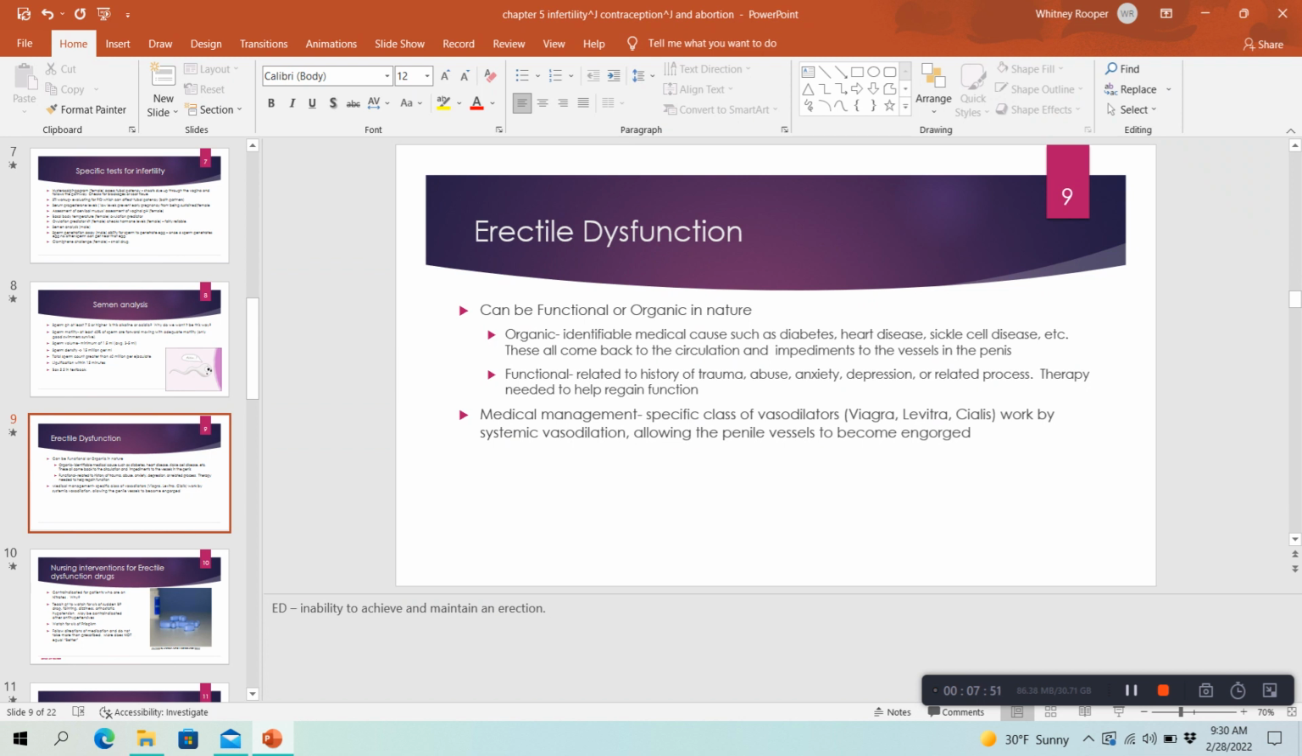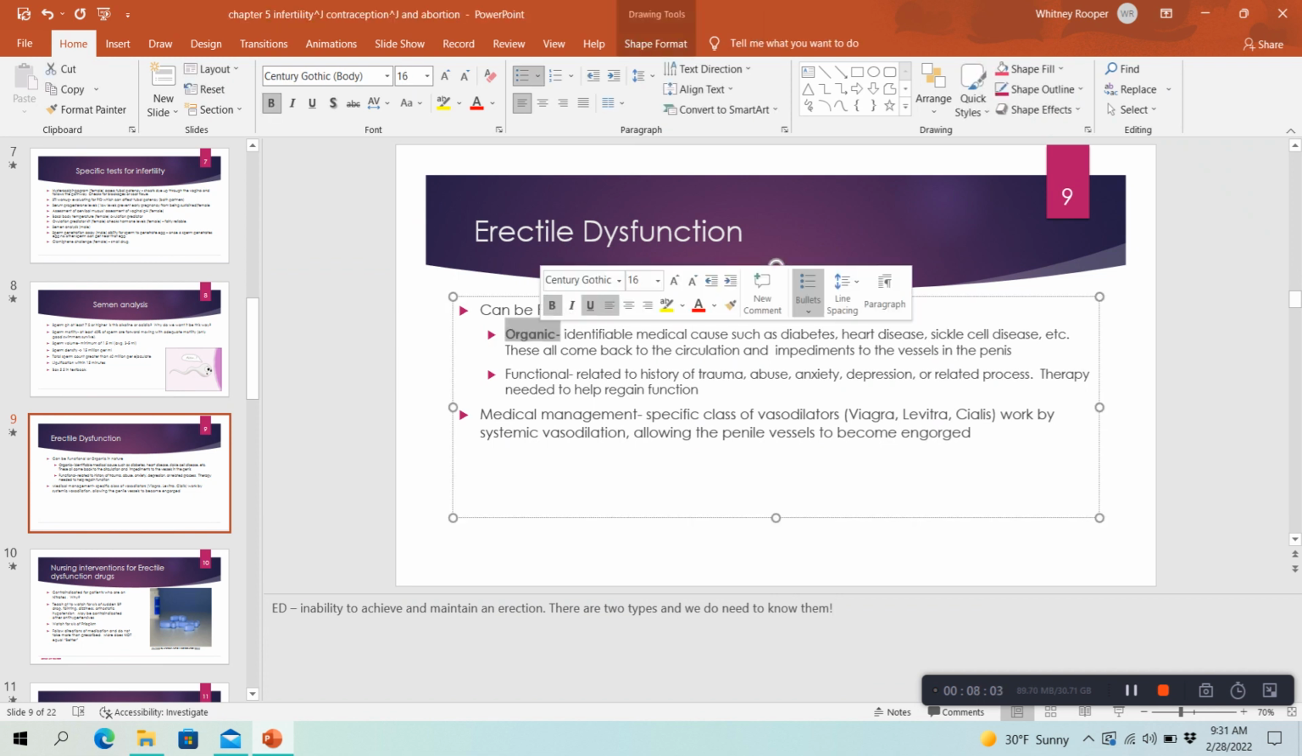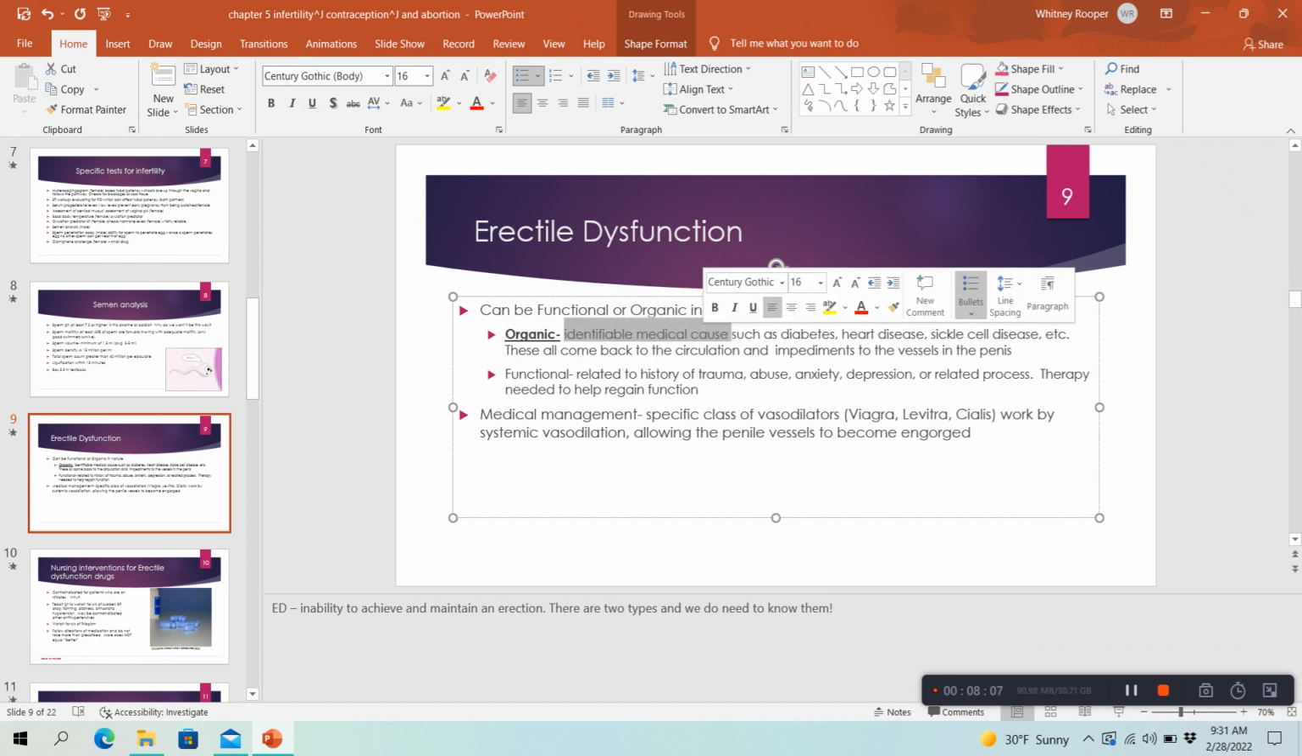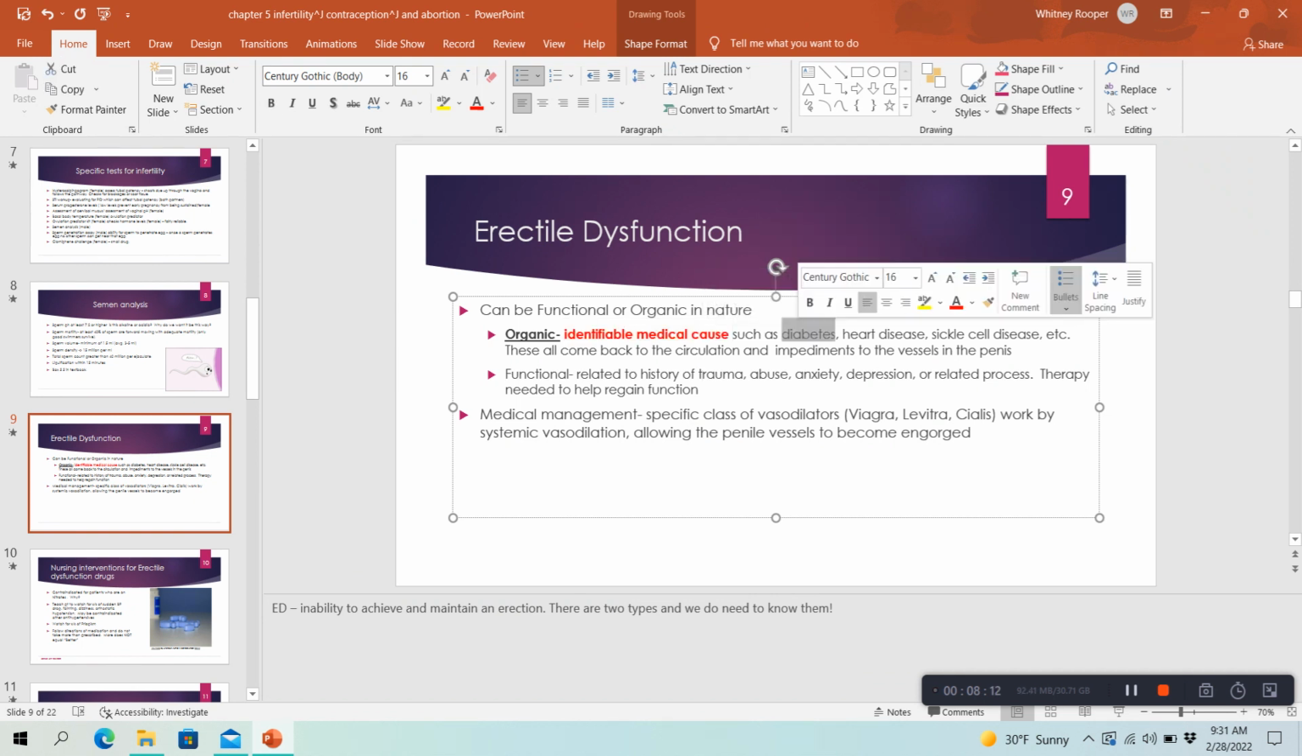There are 2 types, and you do need to be able to identify these and understand what these are. Number 1, organic. Organic means it comes from an identifiable medical cause. What do you think is the most common cause of organic erectile dysfunction? What disease process? Diabetes, number 1. Heart disease probably is number 2, but diabetes is definitely number 1 because diabetes affects the circulation, right? So it affects the circulation in that part of the body as well.